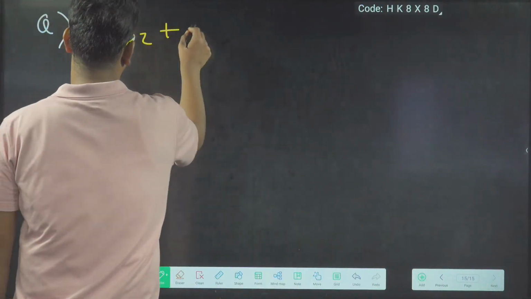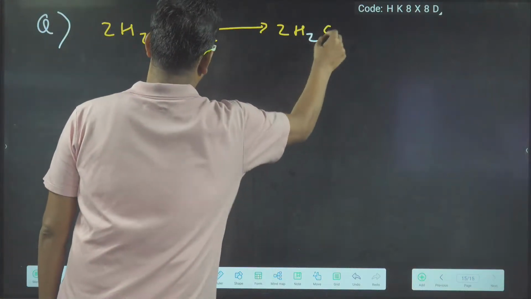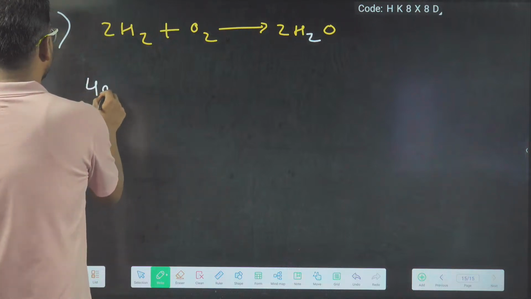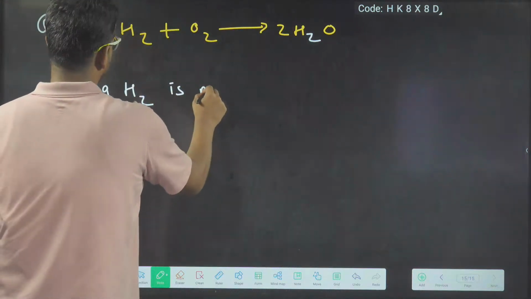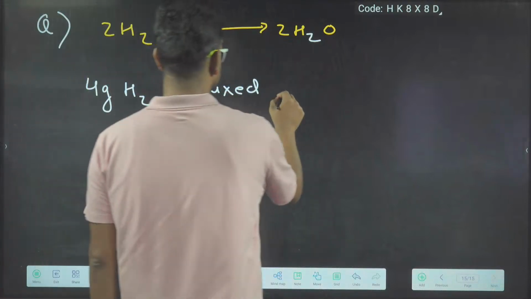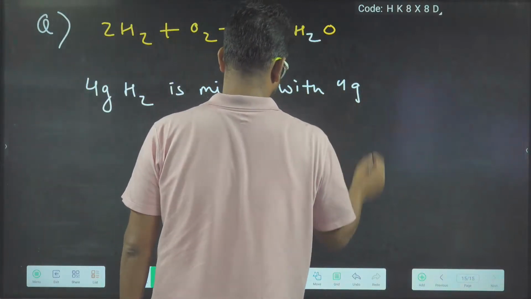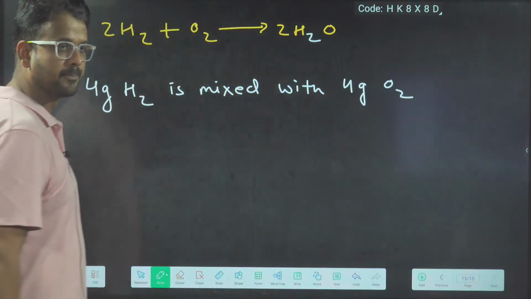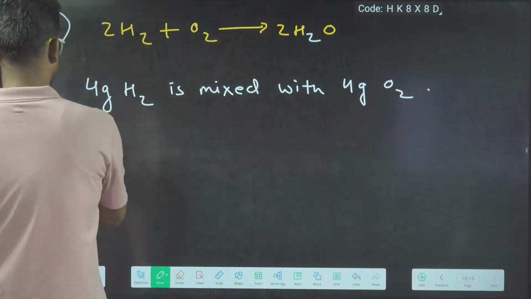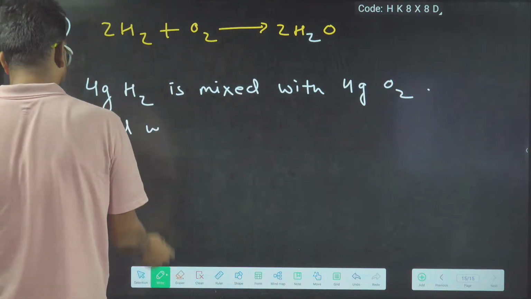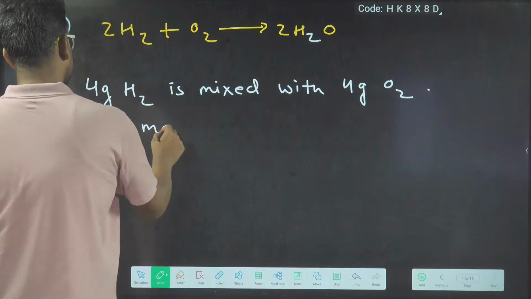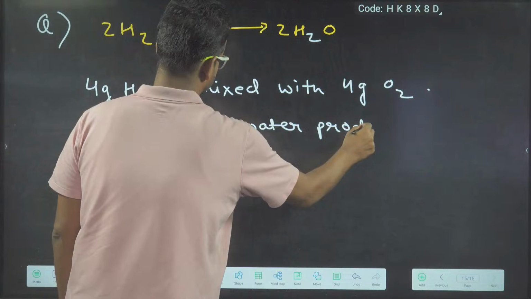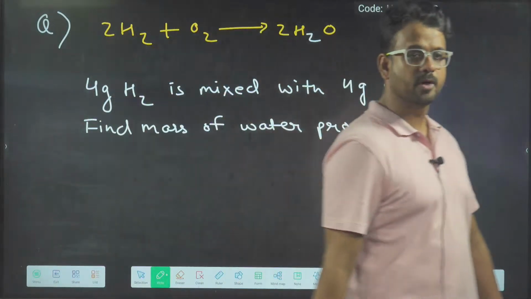So 2H2 plus O2 goes to 2H2O. This reaction is happening. 4 gram H2 is mixed with 4 gram O2. Find mass of water produced. Find mass of water produced.